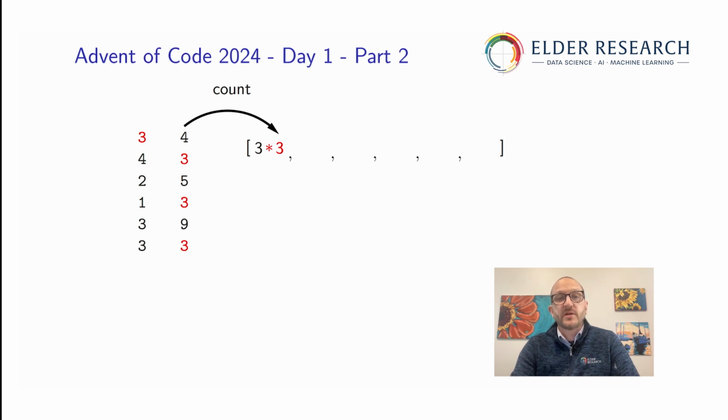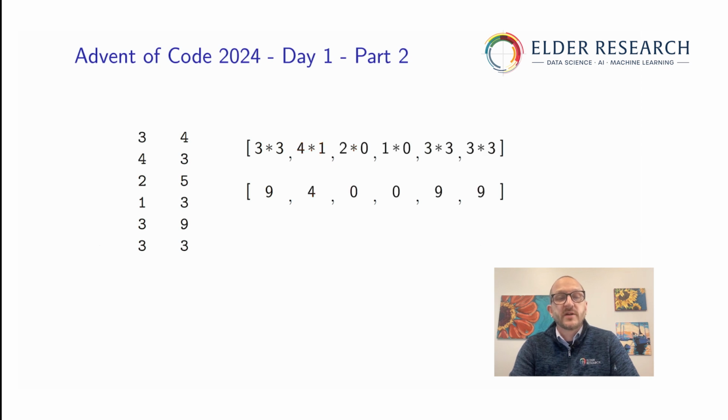So in this case, 3 multiplied by its weight, 3, and we get 9. Take the second value from the first list, multiply it times its weight. The number 4 occurs 1 time in the second list, so its weight is 1, and we get a value of 4, and you can continue on down the line. Finally, the problem asks us to sum up all of those values and get what it calls a similarity score, which is equal to 31 in this case.